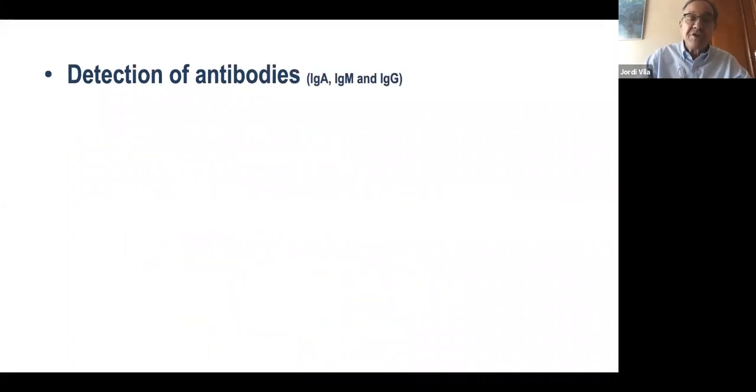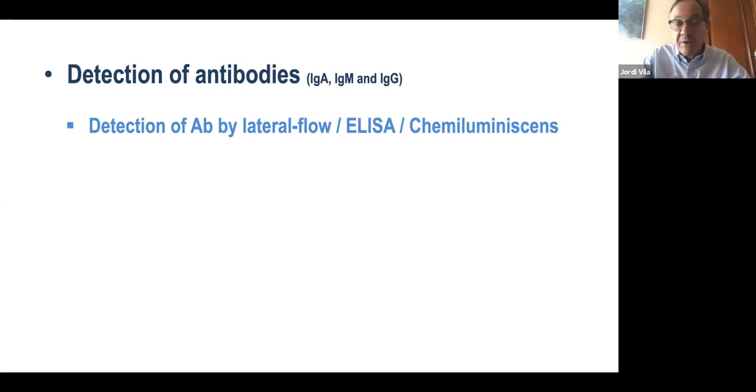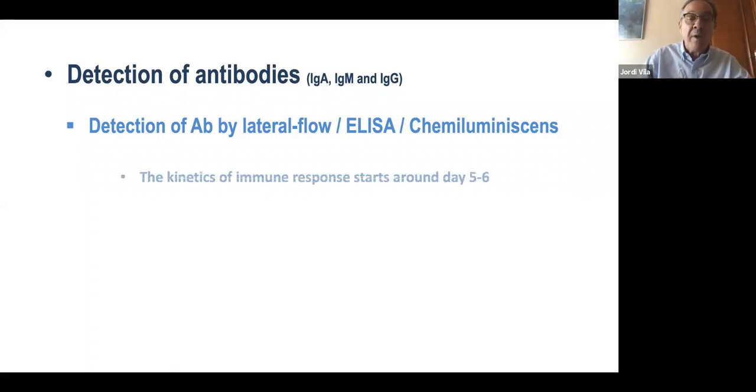The third approach, as I mentioned, is the detection of antibodies, either IgA, IgM, or IgG. We can also use lateral flow to detect the presence of antibodies. In this case, the sample will be blood or serum from patients. We can also use ELISA or chemiluminescence. So we can use three approaches: lateral flow, which takes 15-20 minutes, and ELISA or chemiluminescence, which are more sensitive than lateral flow but take more time, at least 1 hour.